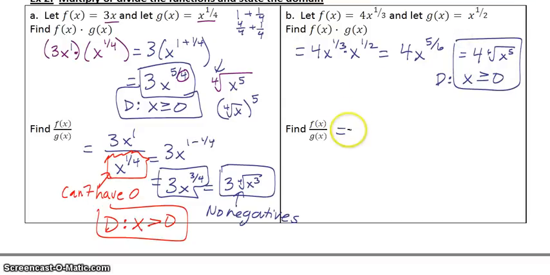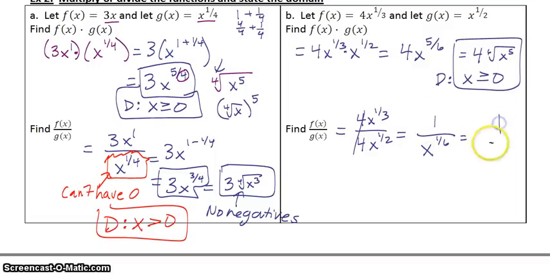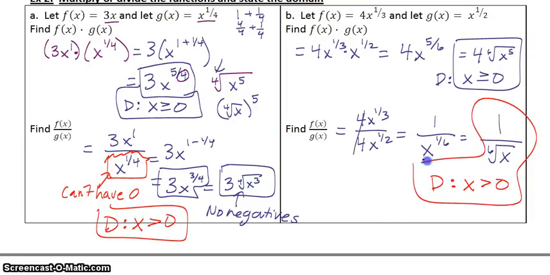And let's check our answer for the second part of that. When you subtract those exponents, you should end up with 1 over x to the 1/6 power. And this one's a little bit more clear this time. Can't have 0 on bottom of a fraction, so x can't be 0. x can't be negative because we can't have a negative under an even root. So this time the domain is just x is greater than 0. Only positives, no negatives.